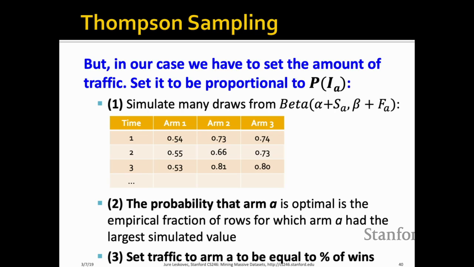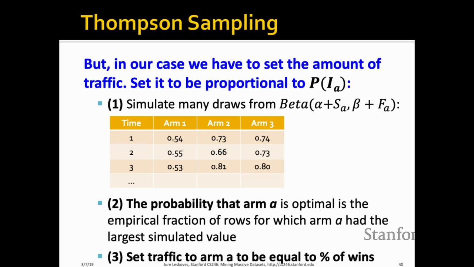So what you do is, first, once again, you simulate the draws from our different beta distributions, and you do this over time. You simulate the draws, you simulate which one will give the highest reward, and then the values are updated. Then the second step: the probability that arm A is optimal is basically the fraction of the rows where arm A had the largest simulated value.